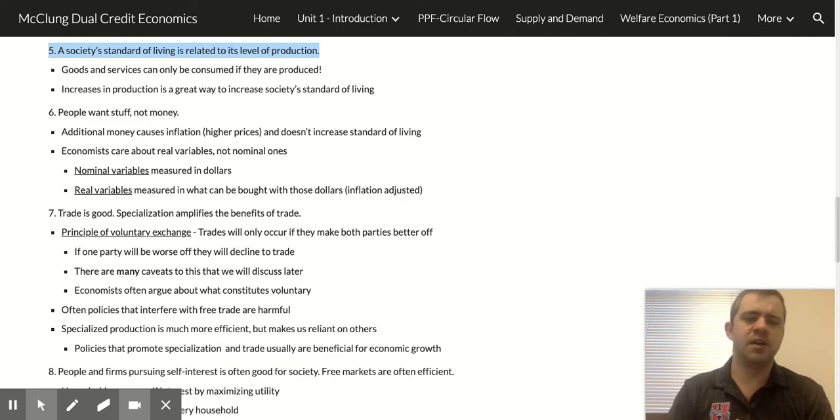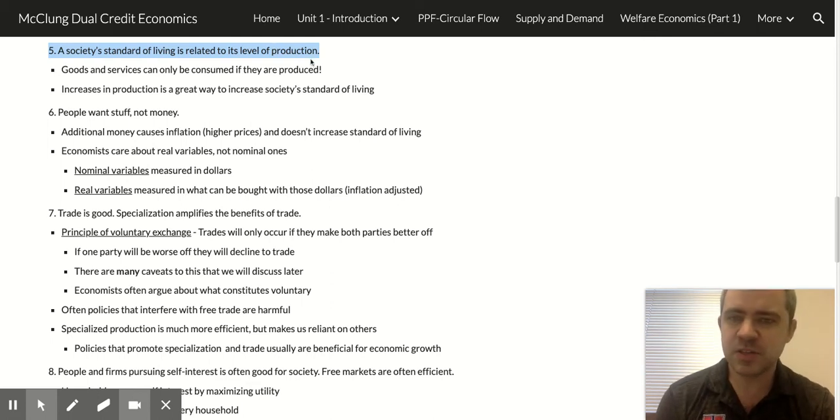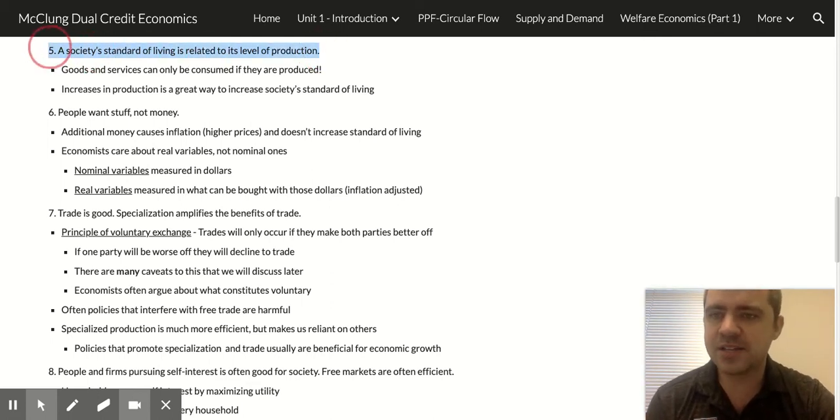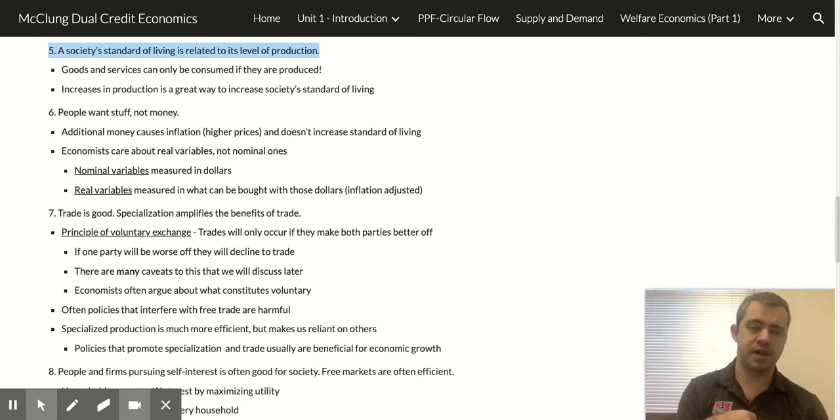Rubber for the tires and aluminum and the labor to put them together and all of these things that you need to make a car. All of these resources are still scarce. The only way for us to have more cars is to make more cars. So that's where this statement comes from right here. A society's standard of living is related to its level of production. If we make more stuff, if we produce more stuff, we can consume more stuff.